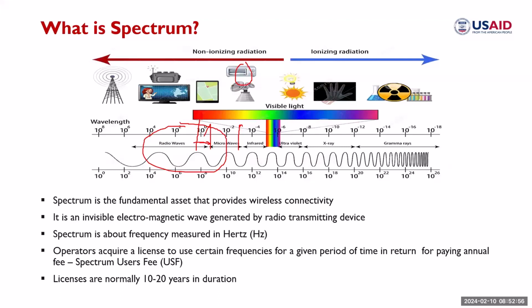So ito, pakita nyo to pag may mga nagku-question sa wireless technology, especially for 5G. Okay? So spectrum is the fundamental asset that provides wireless connectivity. This is owned by the state. Kaya ito, sa lahat, walang bansa na nililibre to. So mahal to. So million ang binabayad ng mga operators dito at pinag-aagawan.